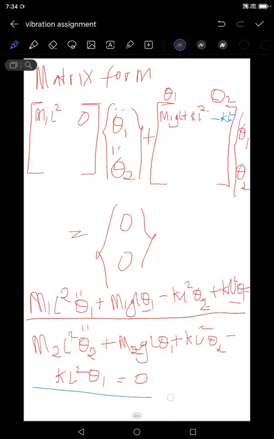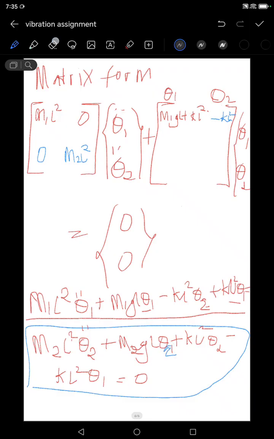Now let's go to the second equation of motion and then check. Do we have the theta dot dot 1 here? No, we don't have, so it's going to be 0. Do we have the theta dot dot 2 here? Yes, which is m2 L squared, like this. And then we check, do we have a theta 1? Yes, we do have theta 1. Oh guys, this is 2, not 1.